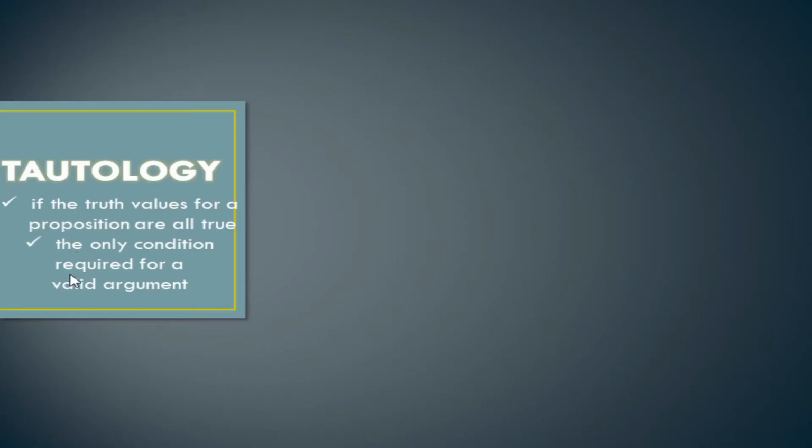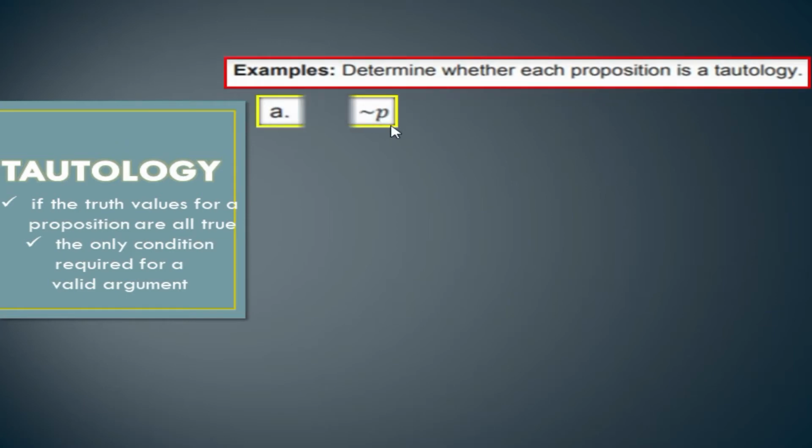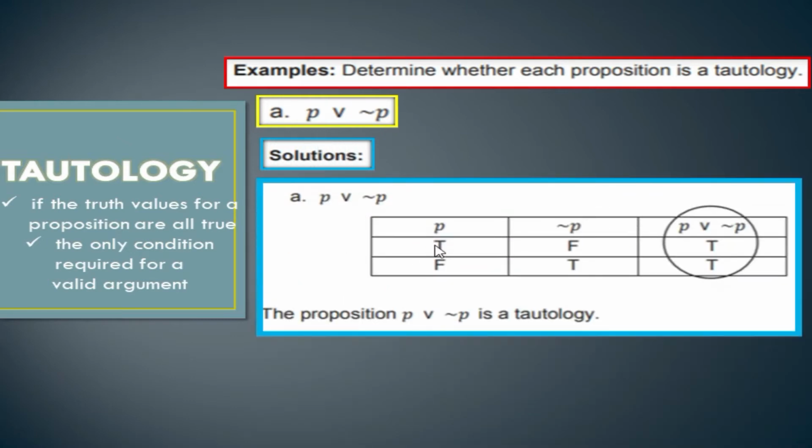The only condition required for a valid argument is to be a true statement. So in our example, we need to determine whether its proposition is a tautology or not. We have P or not P. Since we have only one variable P, the outcome is only two, either true or false. In the first column, true and false are just the possible outcomes of having P as the statement. In the second column, we need to get its negation, or not P.